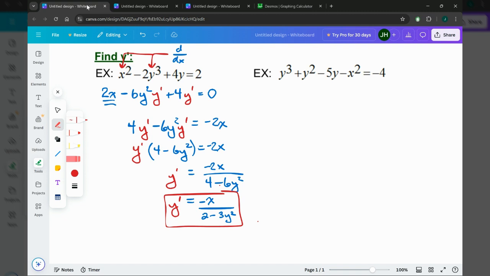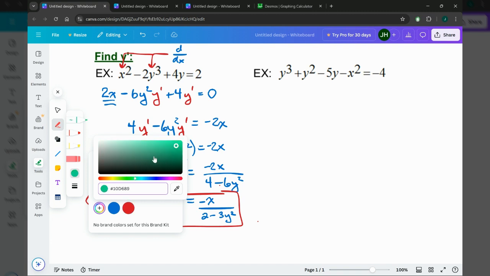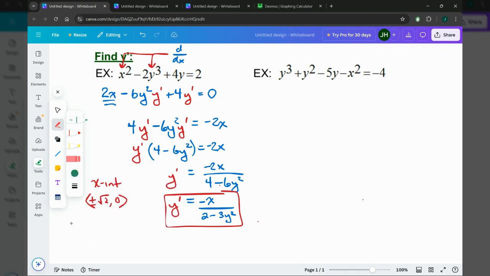Now, if I want to look at those x-intercepts at plus or minus radical 2 comma 0, I could find the slope of the tangent line at both of those points. Okay? How would I do that? How would I find the slope? We're going to plug radical 2 in for x, so this would be negative radical 2 over 2 minus 3 times 0 squared. This would come out to be negative radical 2 over 2. That is the slope of the tangent line.